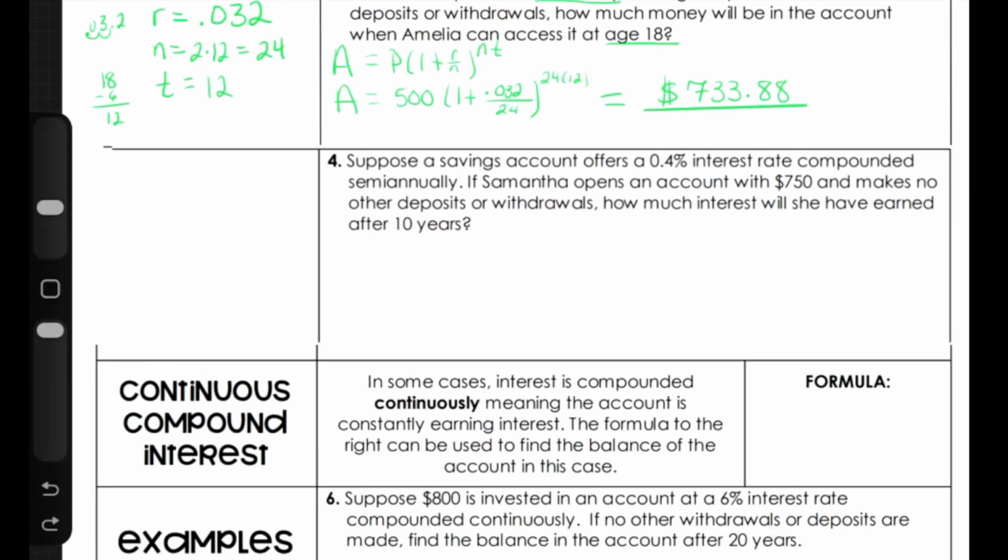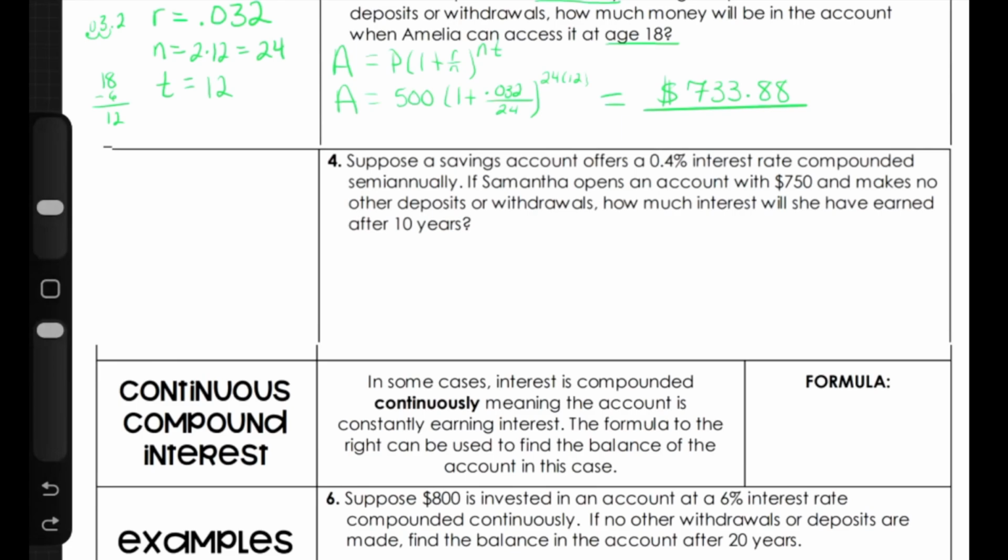Now, number 4 is a little different because of what it's asking for. It's asking for our interest rather than the total amount of what we made. So while we still need our total amount, we are then going to subtract our initial amount to see how much interest we made in this account. So first and foremost, we need to figure out what all of our variables are. So let's go ahead and do that while we read our problem.